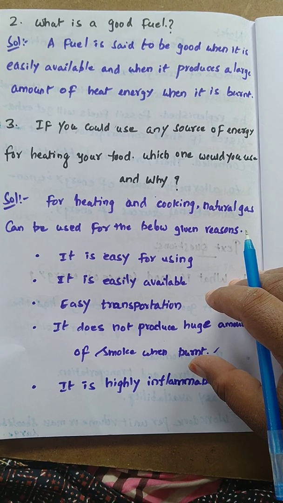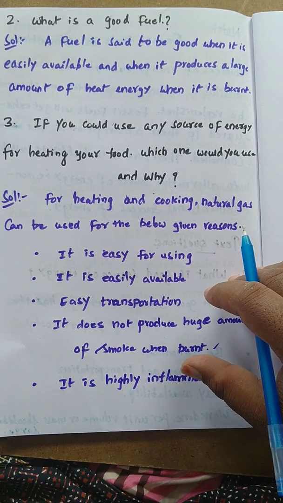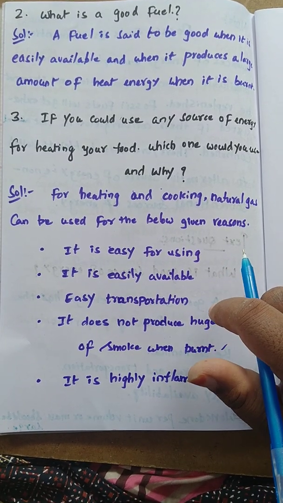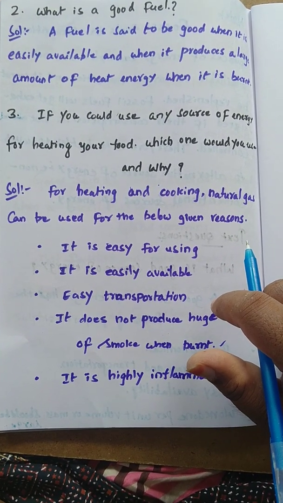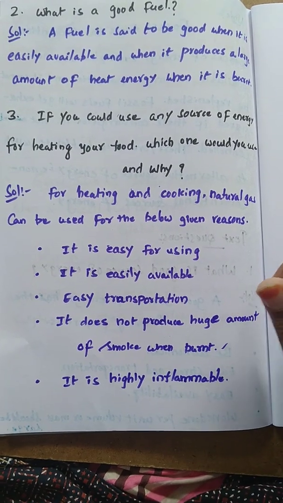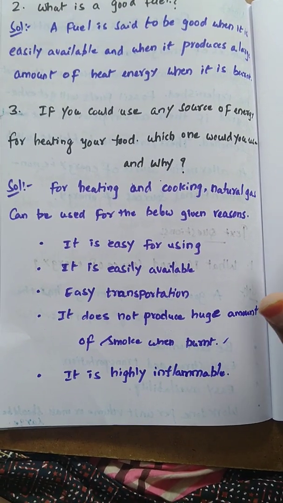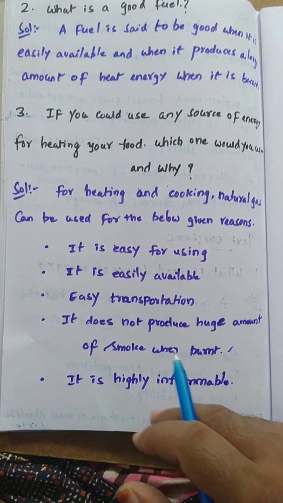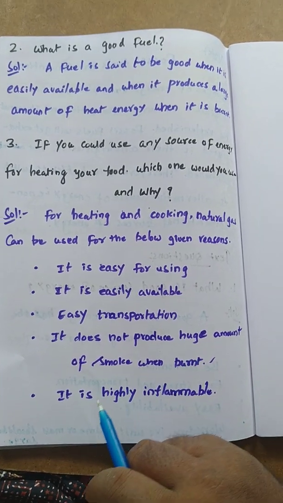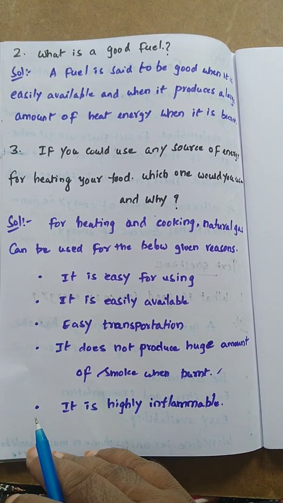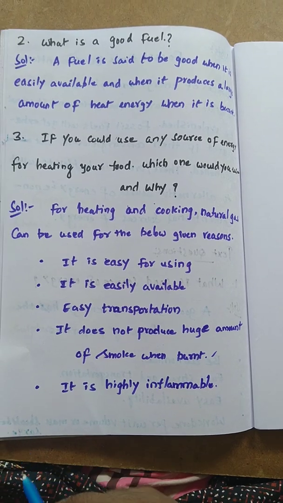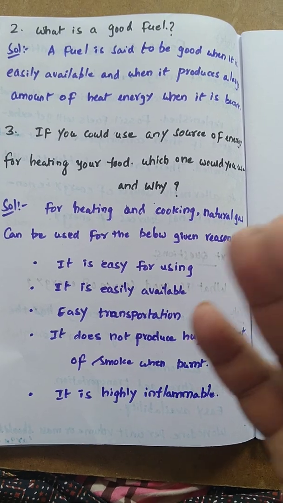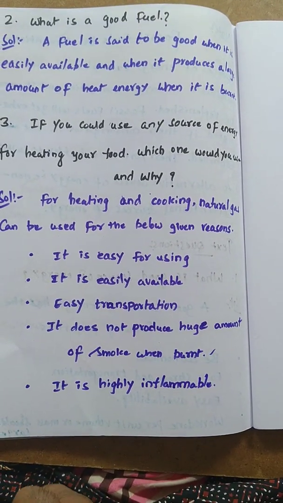Third one: if you could use any source of energy for heating your food, which one would you choose and why? For heating and cooking, natural gas can be used for the following reasons. It is easy to use, naturally and easily available, easy to transport, and it does not produce a huge amount of smoke when it burns. So we can use natural gas for heating and cooking, right? As, dear students.